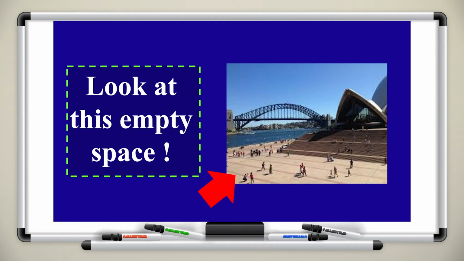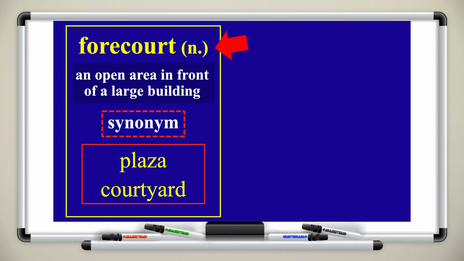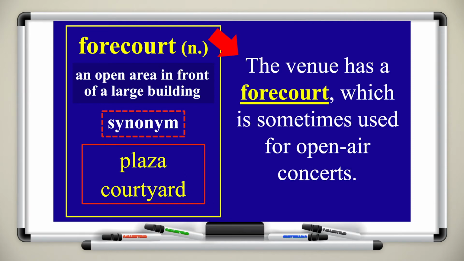Now let's look at this empty space. This is called a forecourt. It's a noun. It means an open area in front of a large building. Another word for forecourt is plaza or courtyard. For example, the venue has a forecourt, which is sometimes used for open-air concerts.